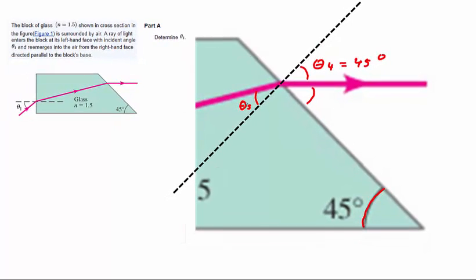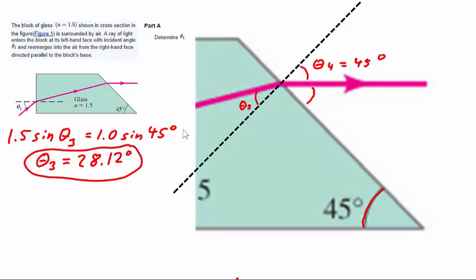And we recognize that n3 times the sine of θ3 is equal to n4 times the sine of θ4. This expression has only one unknown. That unknown is θ3, and so we're able to solve it easily to give the result for θ3 of 28.12 degrees.